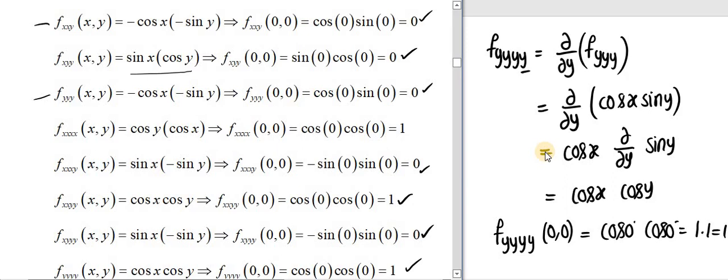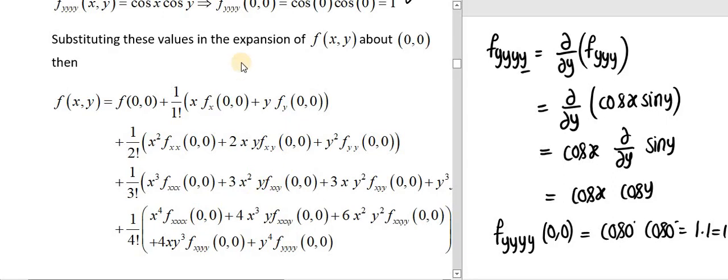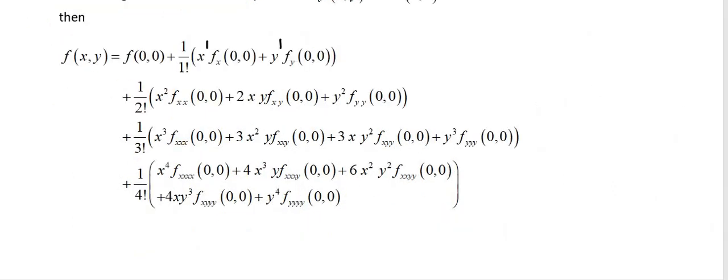Now all partial differentiation values we have. Now we are going to substitute in Maclaurin's series. Substitute these values in the expansion of f of x, y about 0, 0. Then observe how to write this one. This is the main important thing. I will explain. Please concentrate. Observe, f of 0, 0 is the first term. Second term is 1 by 1 factorial. Here 1 factorial is there. That's why powers must be 1.